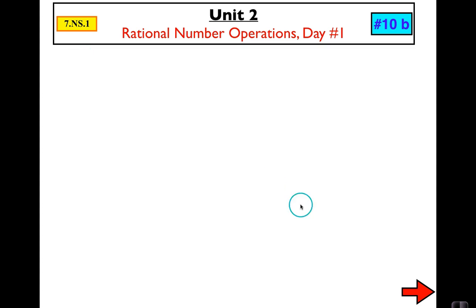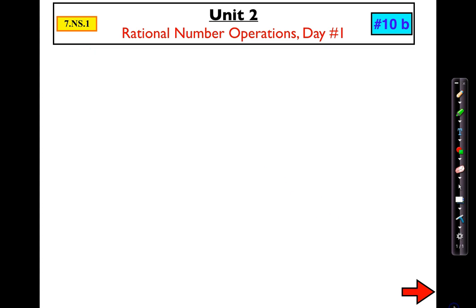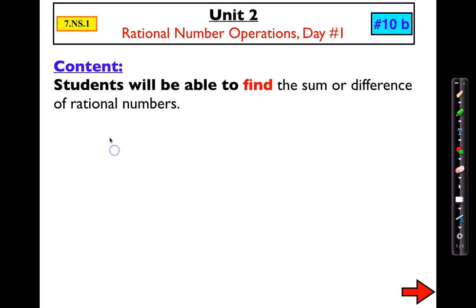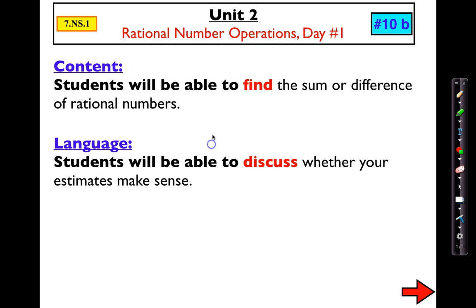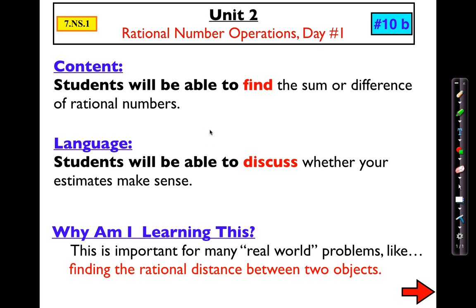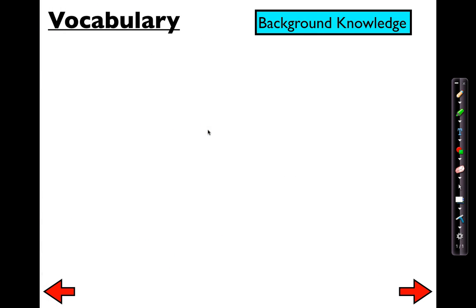Welcome back. Today we're going to be talking about rational number operations, day number 1. Our content objective is students will be able to find the sum or difference of rational numbers. Our language objective is students will be able to discuss whether your estimates make sense. Why am I learning this? Well, it's important for many real-world problems like finding the rational distance between two objects.